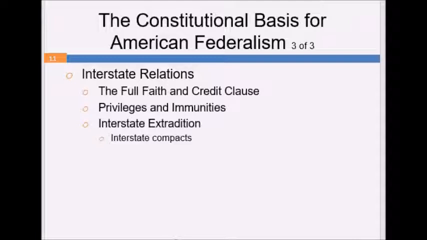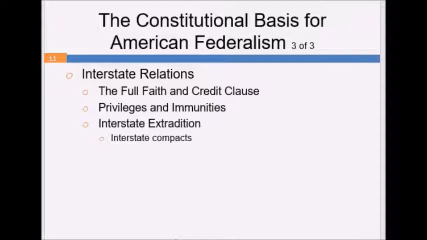Privileges and immunities. Citizens of one state must not be treated as aliens when in another state. If a citizen of one state moves to another state, the receiving state must treat the new person as a citizen. Interstate extradition. If a person is alleged to have committed a crime in one state and then flees to another state, the accused person will be extradited to the state where the alleged actions occurred.